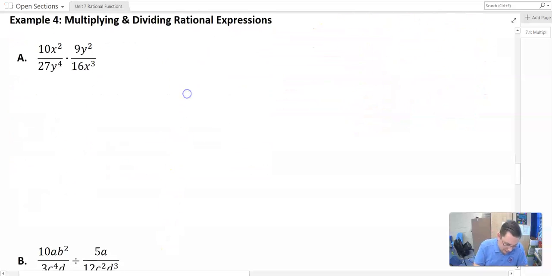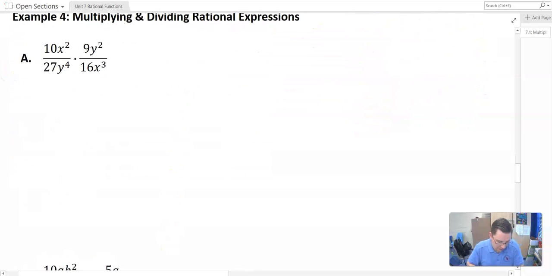In example A, we've got 10x squared over 27y to the 4th times 9y squared over 16x cubed. Now, you might remember back from like 5th grade, 6th grade, where you could cross-reduce things before you multiplied out. Because, I mean, we can multiply first and reduce later, but the numbers get really big. Like, do you really want to do 27 times 16? Not really. I don't either. So we're going to reduce this first and look for common pieces.